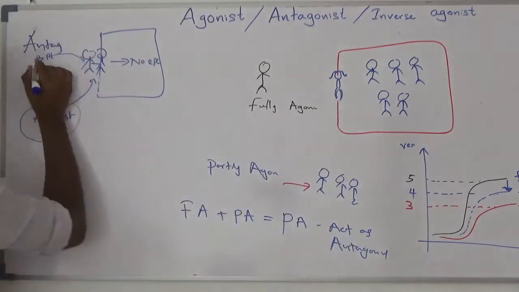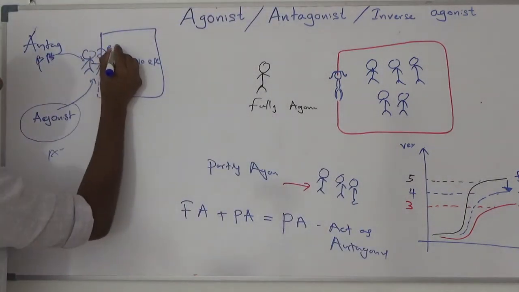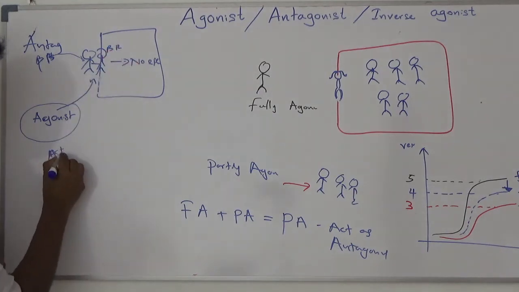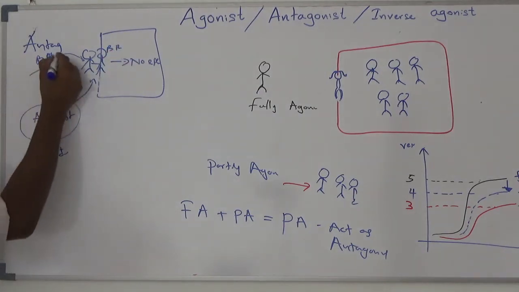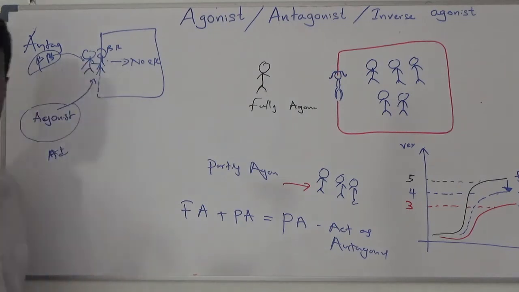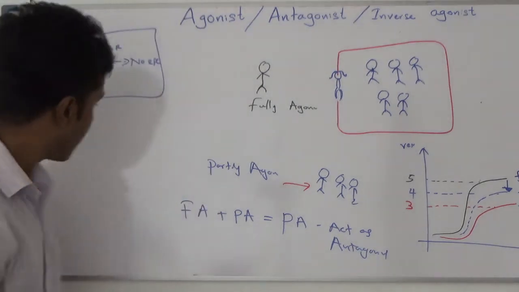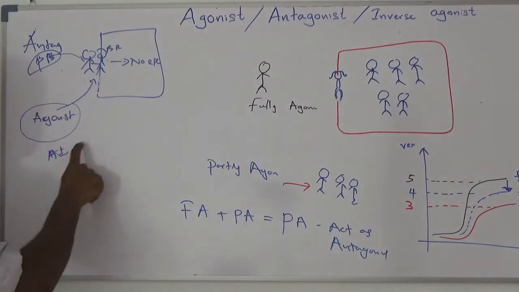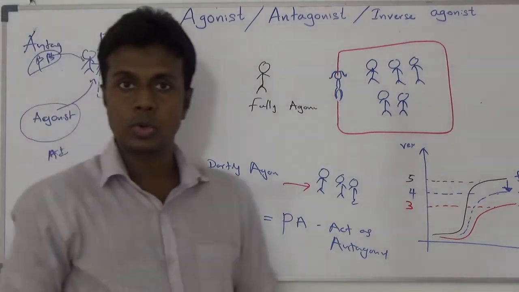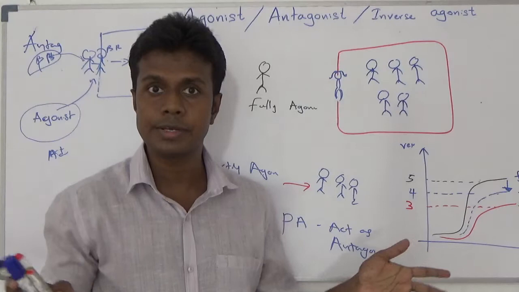This is the beta blocker. This is the beta receptor. This one is adrenaline. Here your beta blockers go and bind with your beta receptors. So endogenous adrenaline can't go and bind. So there will be no effect.